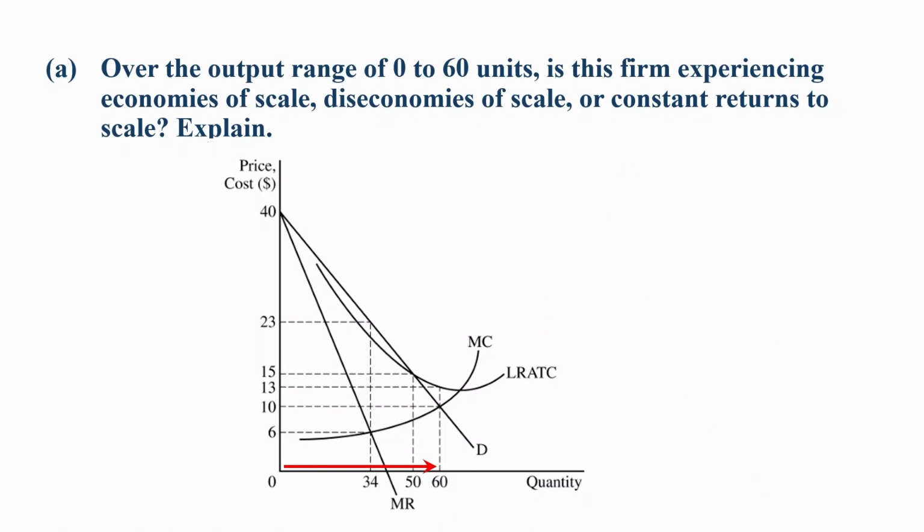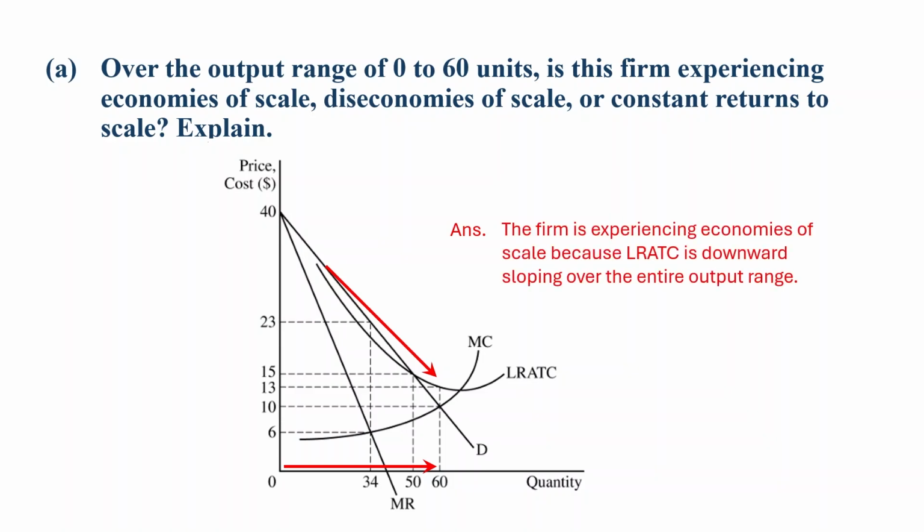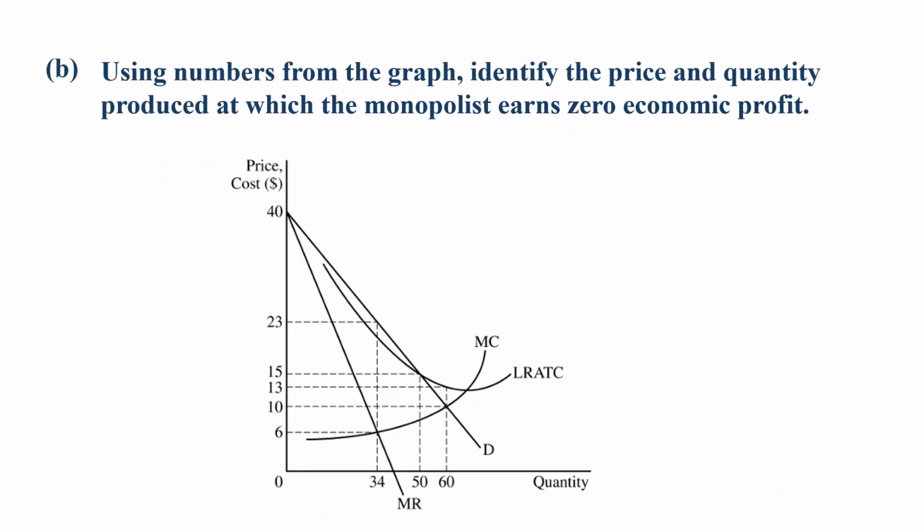Whenever you see this question, we need to first look at the LRATC curve. We notice that as output increases from 0 to 60, this LRATC curve is falling. We know that when average total cost decreases as output increases, the firm experiences economies of scale. So the correct answer would be: the firm is experiencing economies of scale because LRATC is downward sloping over the entire output range. Now this is part B of the same question.